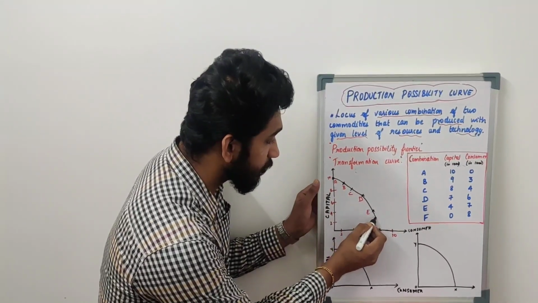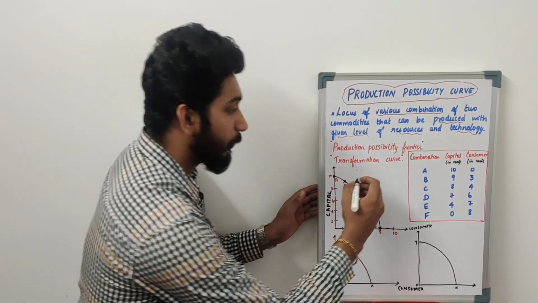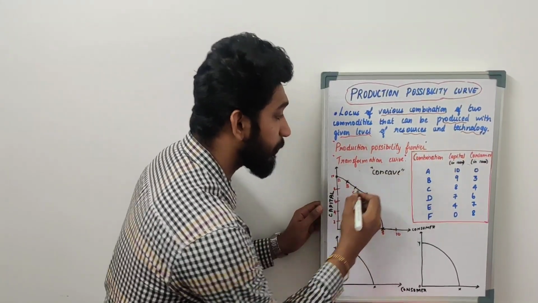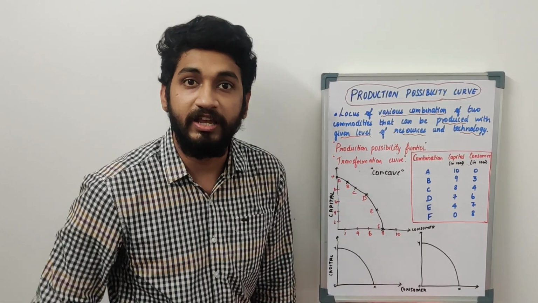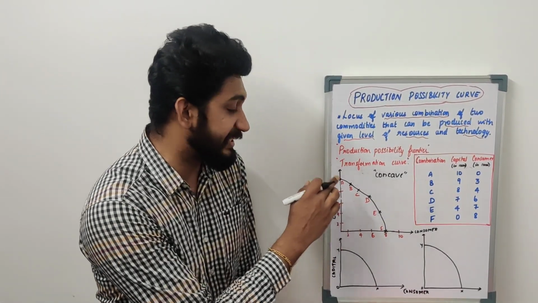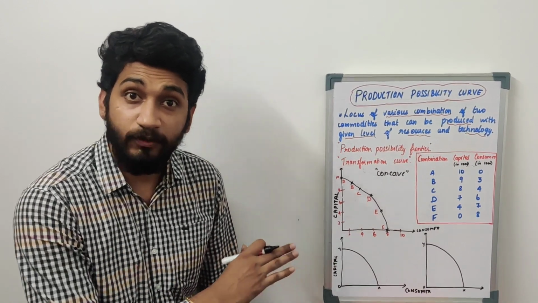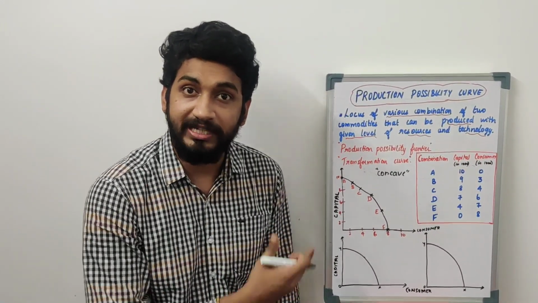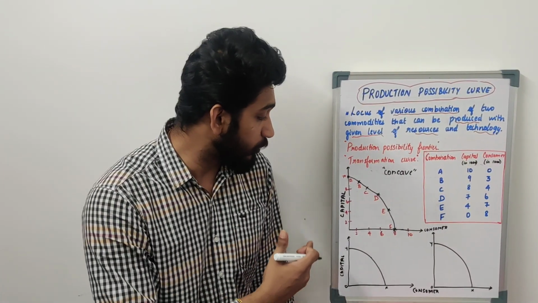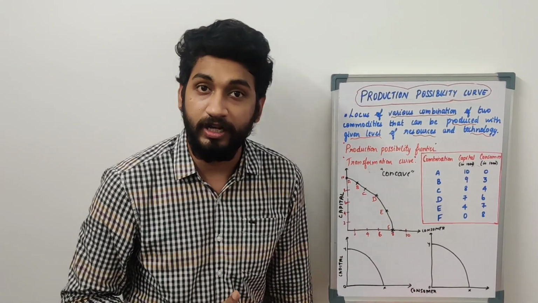When you connect those points, you get a curve like this, which is concave in shape. So production possibility curves are generally concave in shape. Now let us assume that we are at a point C. This means that we used all the resources that are available with us in the economy. Now what if I want to increase the consumption of consumer goods?